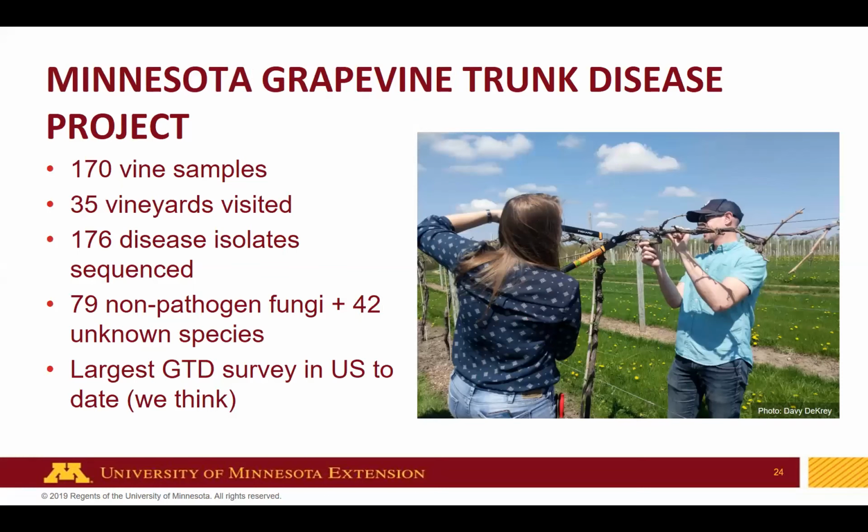Here's a snapshot of what we've done so far in the project. We have gotten 170 vine samples from 35 different vineyards throughout Minnesota, Wisconsin, and Iowa. And from those, Davey has isolated 176 diseases and sequenced those. 79 of them have been non-pathogenic fungi, and 42 of those have been unknown species. And as far as we know, this is the largest grapevine trunk disease survey in the US. We're pretty sure, just because of the volume of vines that we have sampled in the project so far.